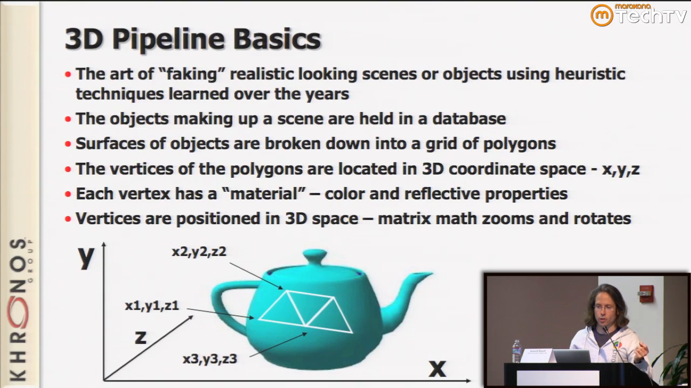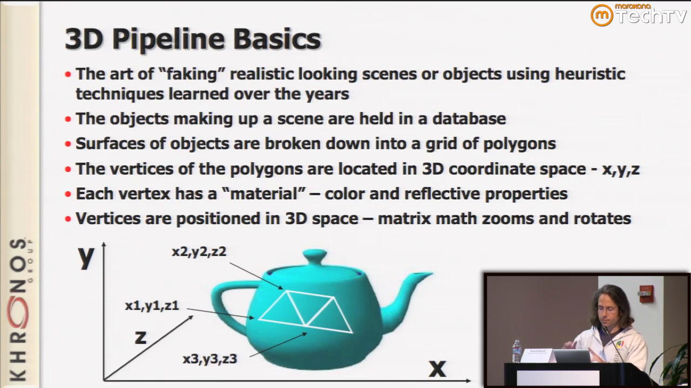The surfaces of the objects that you're going to be displaying on the screen are broken down into a grid of not just polygons, but actually triangles. The triangle is the key element of 3D graphics. Does anyone know why the triangle is the key element of 3D graphics? Anyone? It's actually a really simple answer.